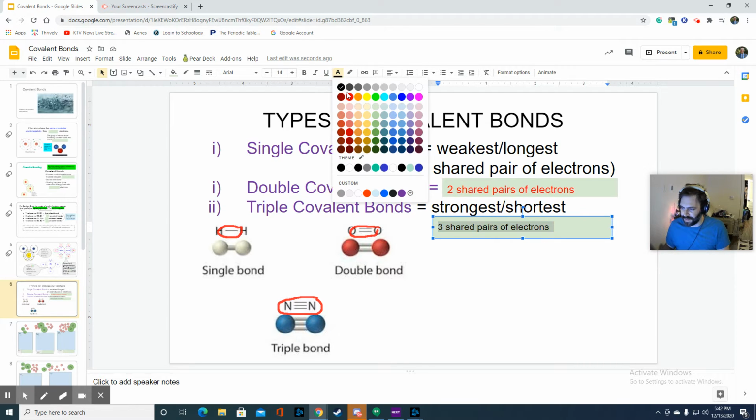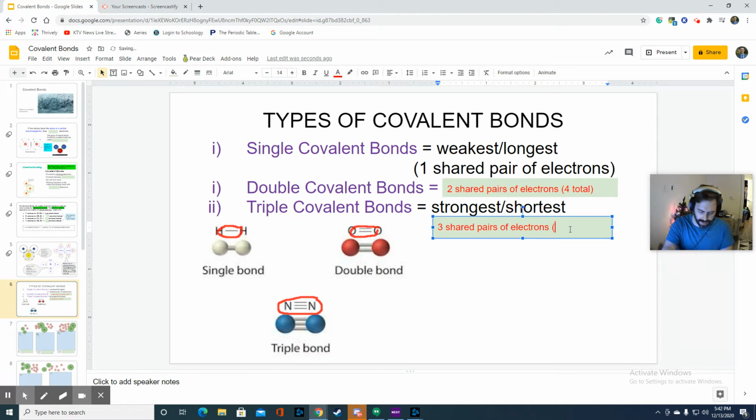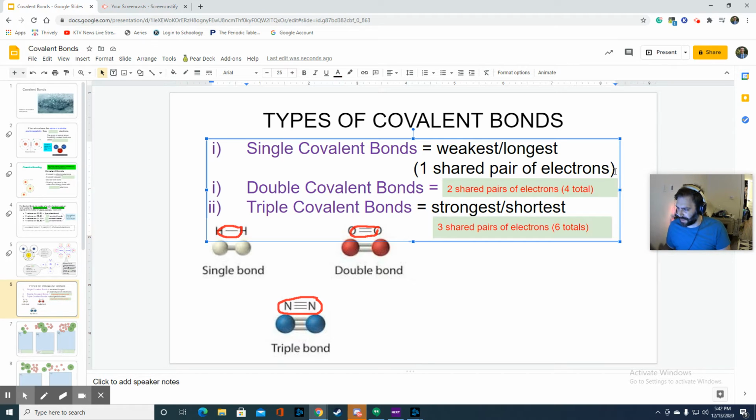Right? If I put here 4, put it in parentheses, 4 total. Let me bring down the font a bit. There we go. And 6 total. So it's like counting by 2s. And with the first one, we have 2 total.